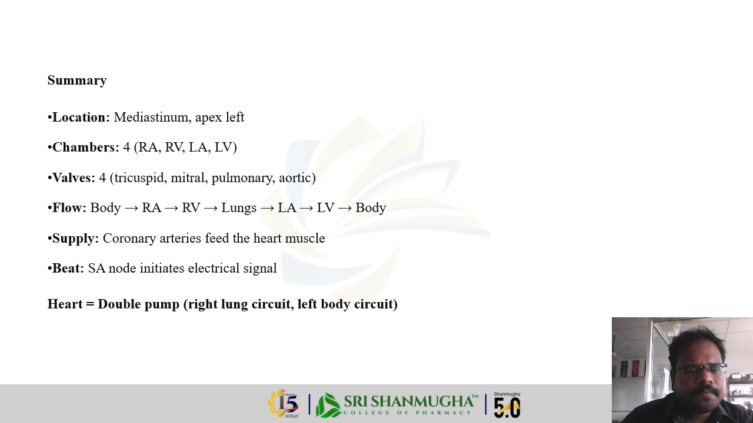And this is the summary. What we have seen is the location, which is the mediastinum; the chambers, four chambers; the valves, four valves; and the blood flow, from the body to the right atrium, right ventricle, lungs, then left atrium, left ventricle, and to the body. Then the supply, where the coronary arteries feed the heart muscle. Then the beat, where the SA node initiates the electrical signal. Then the heart is a double pump, a right lung circuit and a left body circuit. So this is the overall summary that we have seen.